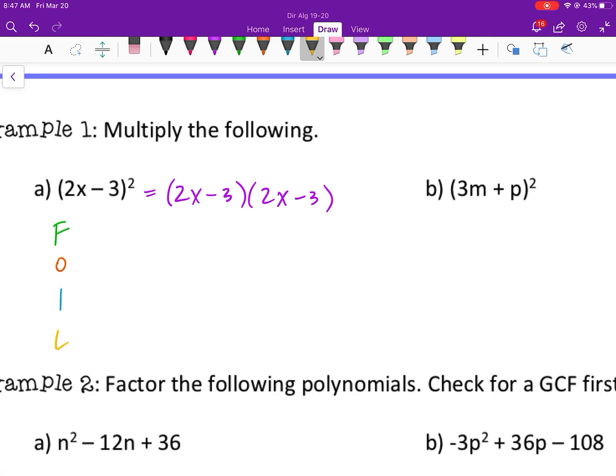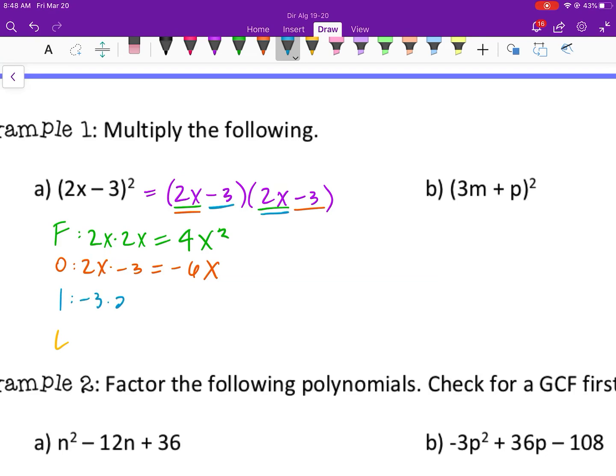So F, O, I, and L. F stands for firsts. Our two firsts are 2x times 2x. Well, the 2 times the 2 is a 4. x times x is going to be x squared. O stands for outside. So 2x times, don't forget that sign, negative 3 will give us a negative 6x. I is our insides, and interestingly enough, it's the same thing. So negative 3 times 2x, well, that's the same thing as 2x times negative 3. It's negative 6x. And then with our lasts, negative 3 times negative 3, we get a positive 9.